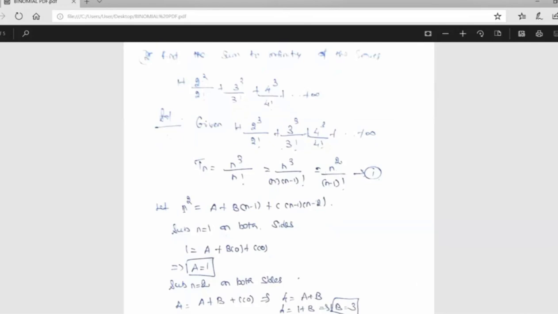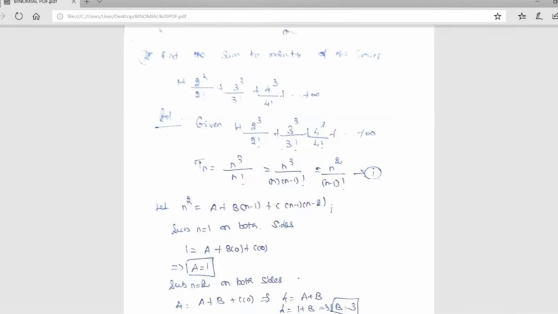Then already we have seen in the previous problem how to assume your n cube value. We had 4 constants there, and similar to that, here also n square can be written as a plus b into n minus 1 plus c into n minus 1 into n minus 2. You won't have any d term at all. So similar to that, you have to find the values for a, b, c. Since you have n minus 1 and n minus 2, you can substitute n equal to 1 on both sides.